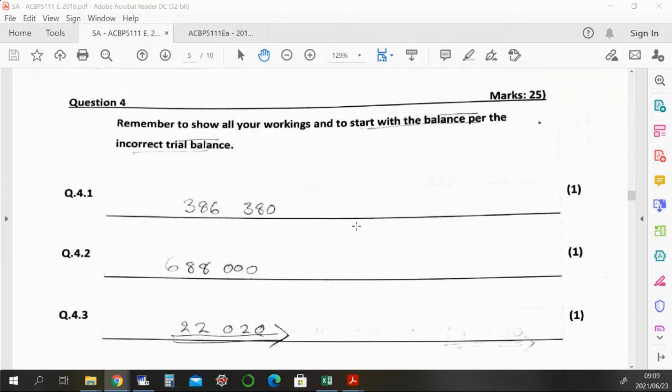Question 4.1 to question 4.14 as they will appear in the corrected trial balance. Start with the balances as given in the incorrect trial balance and then make the required adjustments per the list of errors and omissions given below. In your answer book, next to the number, show the workings where applicable and the final answer. In other words, add or minus from the incorrect trial balance to show how you got to the correct balance.